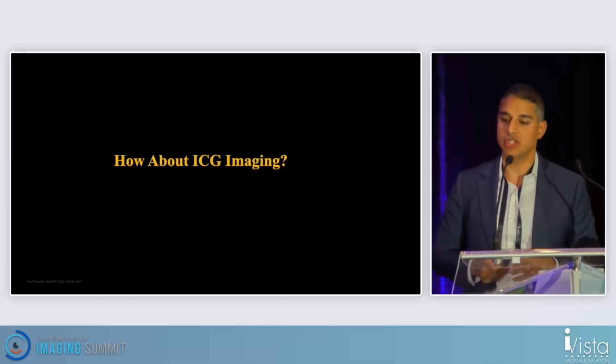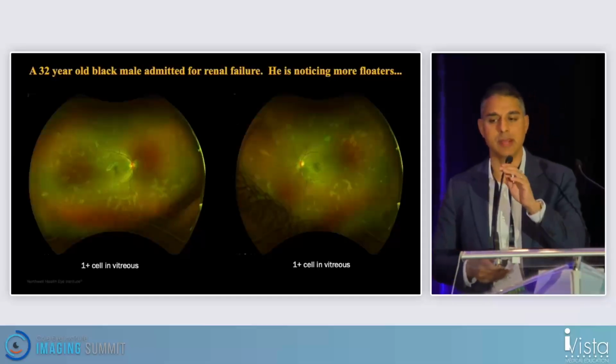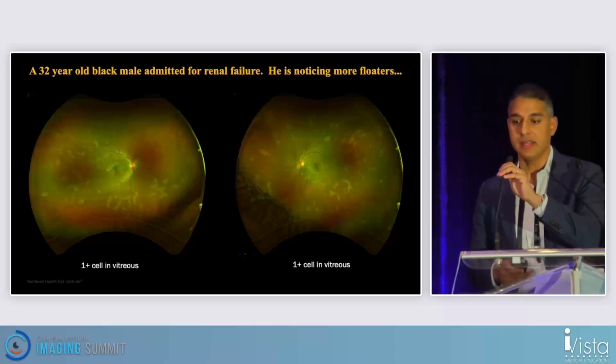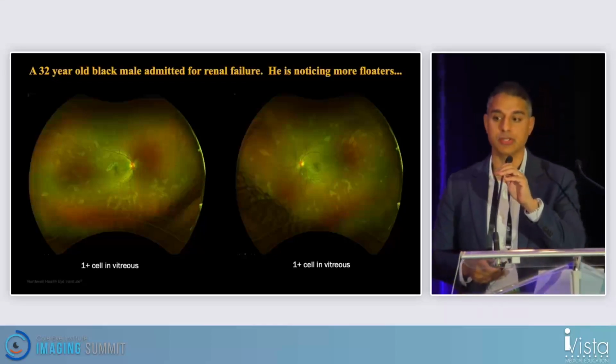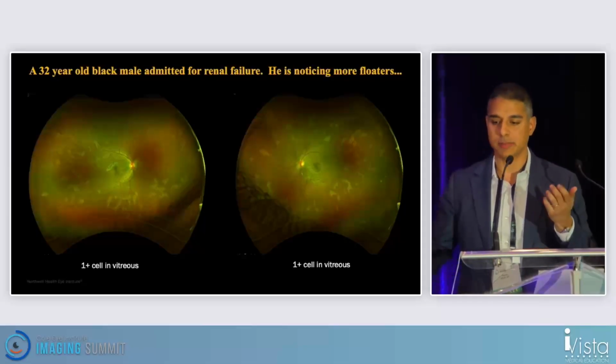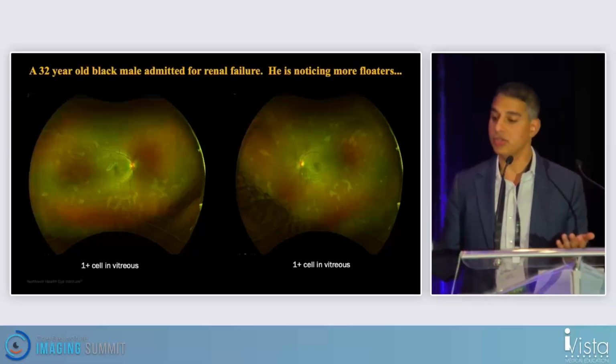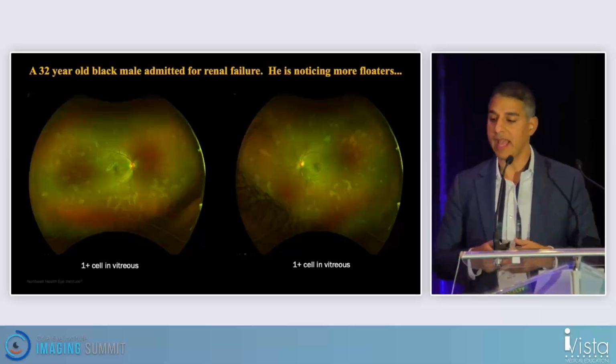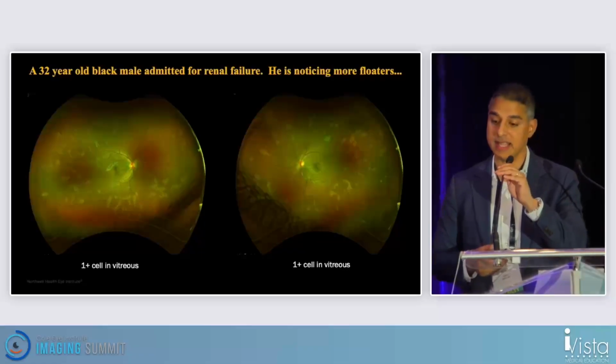So how about ICG imaging? This is a patient who came to see me. He was actually admitted in the hospital, 32 years old. He had renal failure, and he's noticing more floaters, so we get an ophthalmology consult, and it almost looks like this person's got multifocal choroiditis. That's a huge differential. And so you're trying to help your inpatient team to make sense of this.